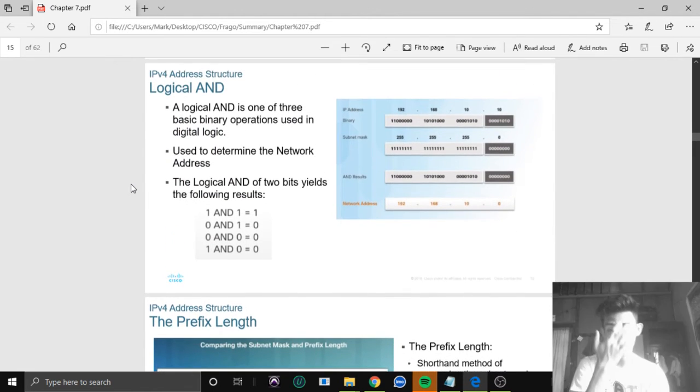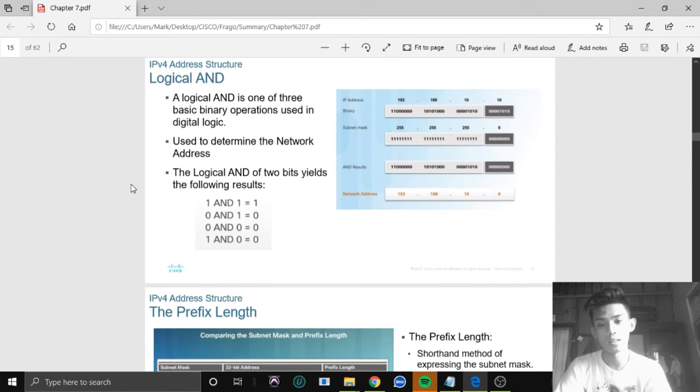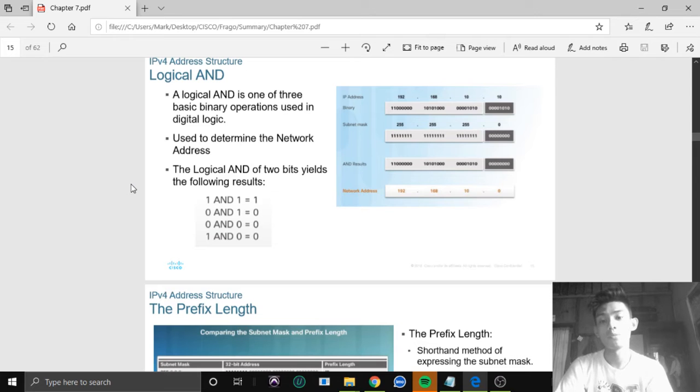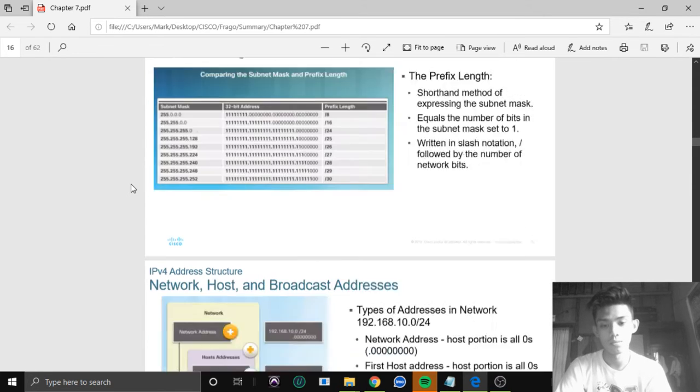So, logical AND. A logical AND is one of the three basic binary operations in digital logic. It is used to determine the network address, and the logical AND of two bits yields the following results. 1 AND 1 is equal to 1. 0 AND 1 is equal to 0. 0 AND 0 is equal to 0. 1 AND 0 is equal to 0.